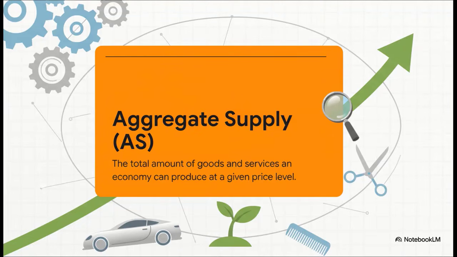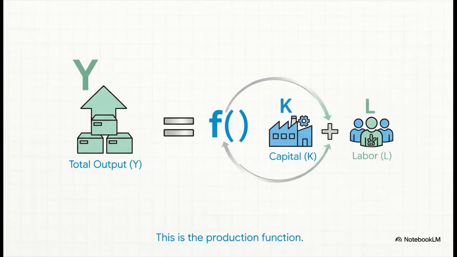Now, the term aggregate supply sounds kind of technical, doesn't it? But really, all it means is the total, absolute amount of stuff, goods and services, that an entire country can produce. We're talking every car, every cup of coffee, every single haircut. It's the whole shebang. And this is where the classical model is actually pretty neat, I think. It's so elegant and simple.